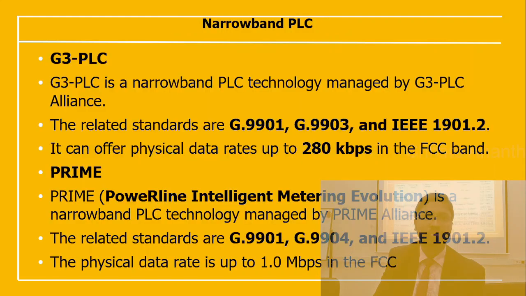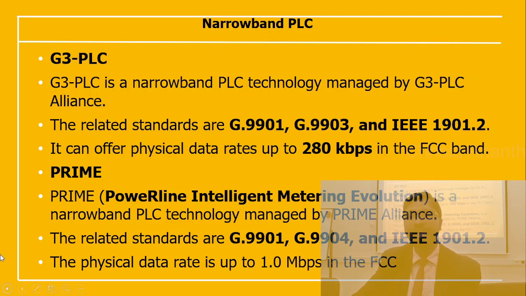So G3-PLC, we'll discuss this one. It's a narrowband PLC technology managed by the G3-PLC Alliance. The standards we have are G9901, 9903, and IEEE 1901.2. You can enjoy physical data rates up to 280 kbps, especially in the full channel communication band.